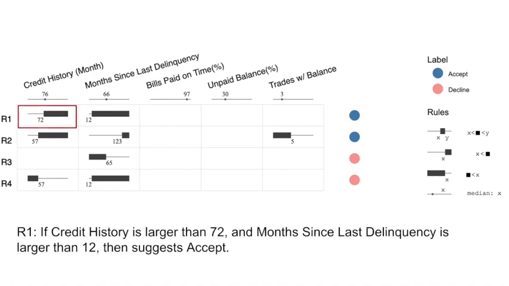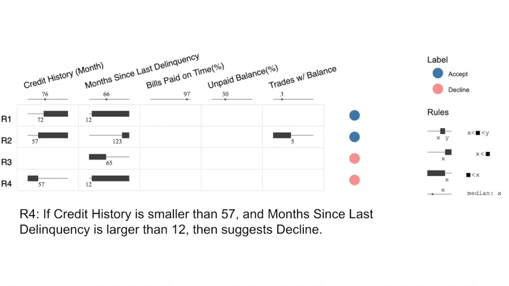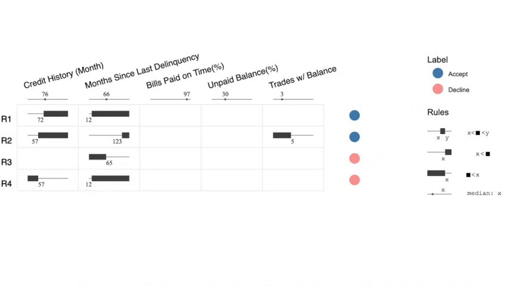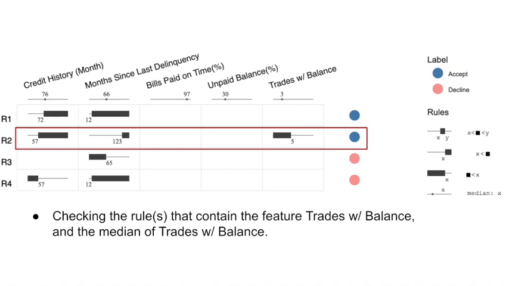When an application comes, if its credit history is larger than 72, and months since last delinquency is larger than 12, then it matches rule R1, which suggests accept. And if its credit history is smaller than 57, and months since last delinquency is larger than 12, then it matches rule R4, which suggests decline. In this tabular view, we can look at a specific column, and find out the rules that contain this feature. For example, if we are only interested in the feature trades with balance, we can locate the column of trades with balance first. Then we can focus on rule R2 for further exploration. On the top of this table, we can also find out that the median for trades with balance is 3.